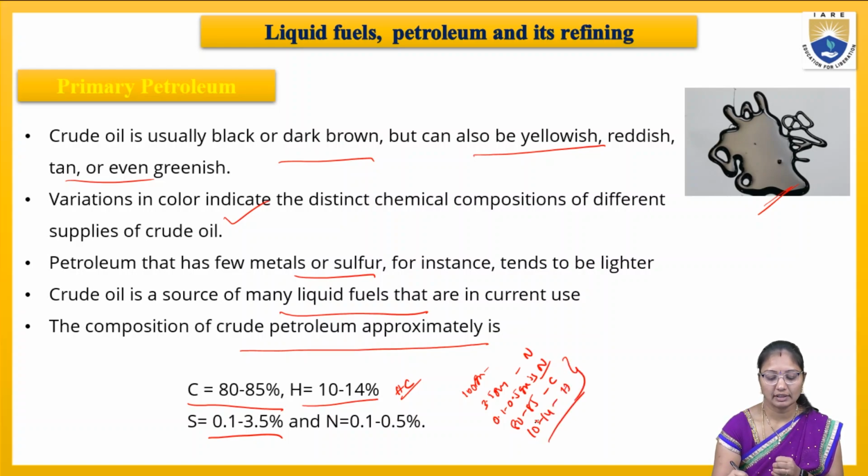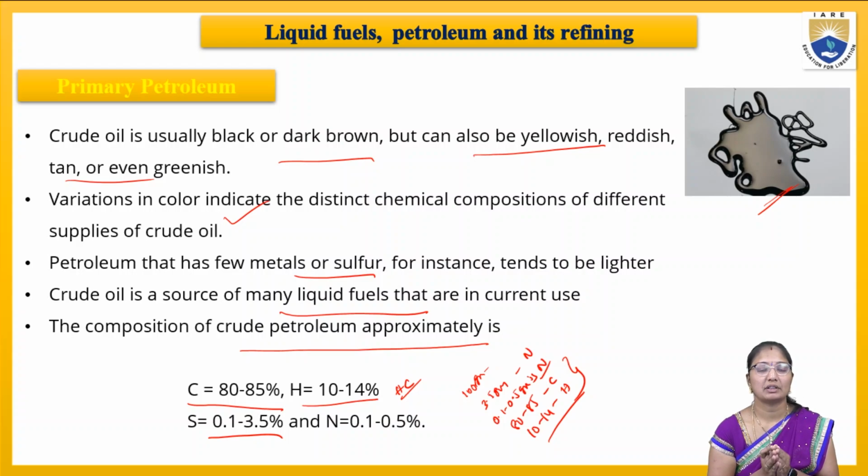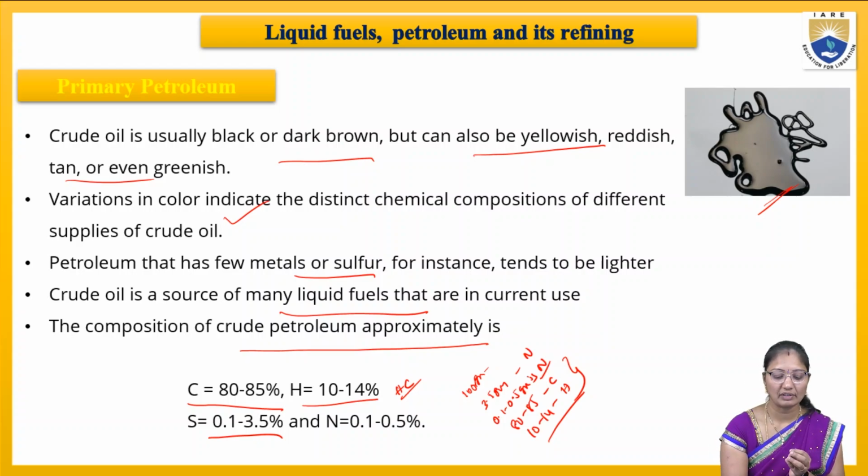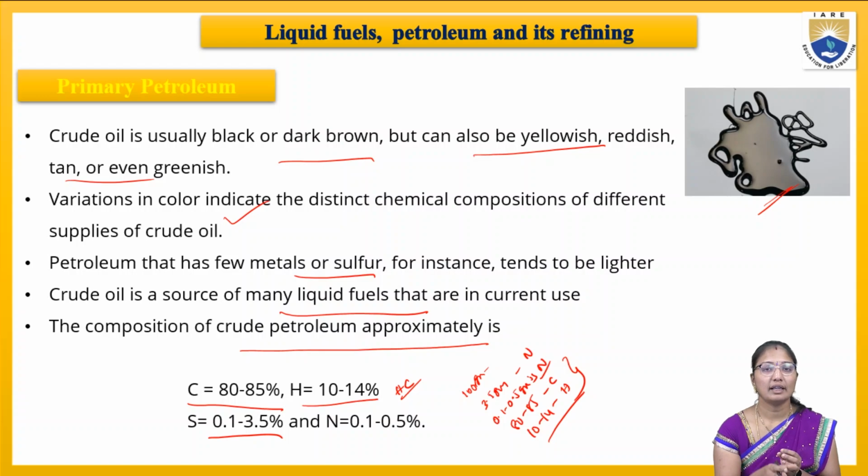So as we know, the major constituent is hydrocarbon. Even very small amounts of sulfur and nitrogen cause corrosion due to the formation of sulfuric acid. So this is the composition of crude petroleum. It undergoes a process at different stages to get it pure and make it useful for the automobile industry.